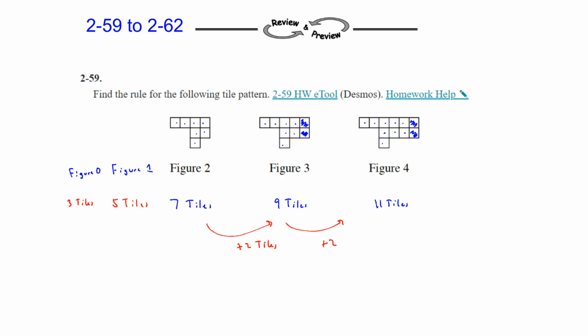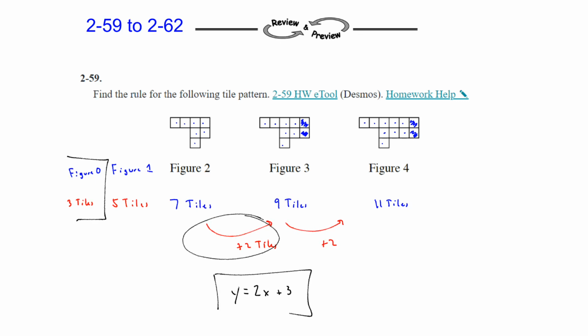And even if we don't know what it looks like, we still have the information we need. We need to know what figure 0 is, and we need to know what the growth is, and we can write a rule or an equation. So y is equal to, it's growing by 2 each time, so it equals 2x, and we start at 3 tiles at figure 0. So here would be your rule or your equation for the tile pattern.